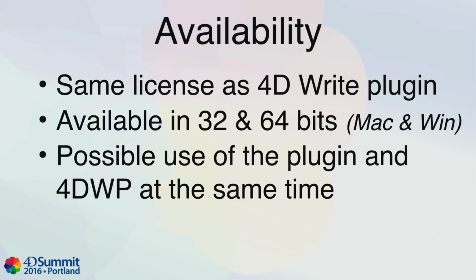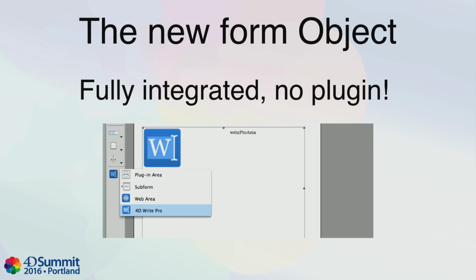4DY Pro is using the same license as for the right clicking, as I told you this morning. It's available in 32 and 64 bits versions on Mac and Windows, of course. It's possible to use the plugin and 4DY Pro simultaneously in the same application. So 4DY Pro is a new form object, so it's fully integrated. You don't need any more plugin. You can grab the 4DY Pro area straight from the form editor now.